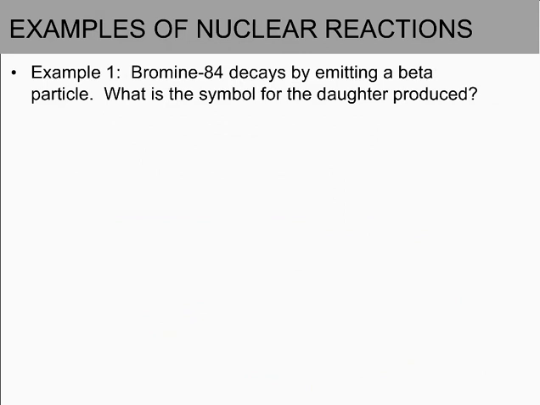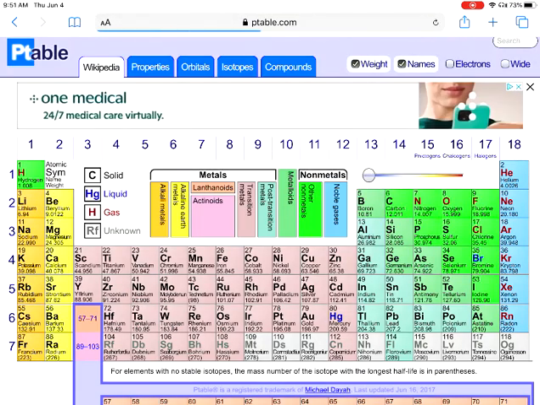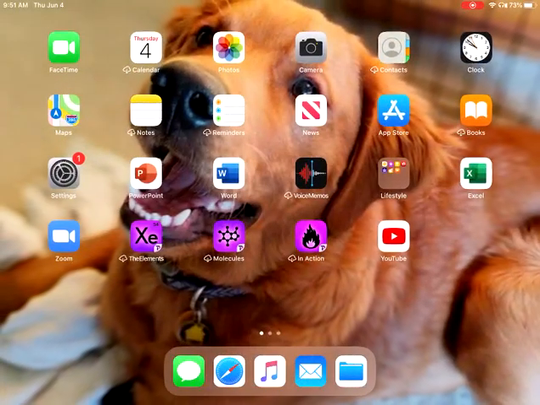So let's start by writing out bromine's isotope symbol or nuclear symbol. So we said bromine has a mass of 84, but I can't quite remember the atomic number of bromine, so I'm going to pull up a periodic table. Let's go to ptable.com. So bromine is in column 7A, it's in the halogens, and it's number 35. So that means it has 35 protons. Okay, so let's go back and write that down.